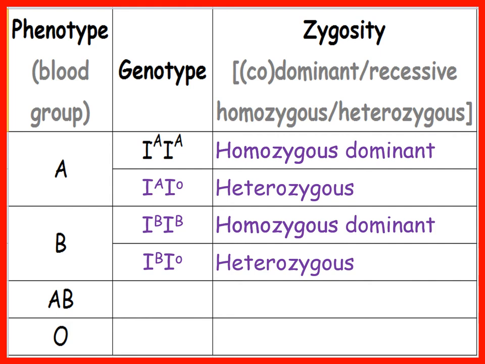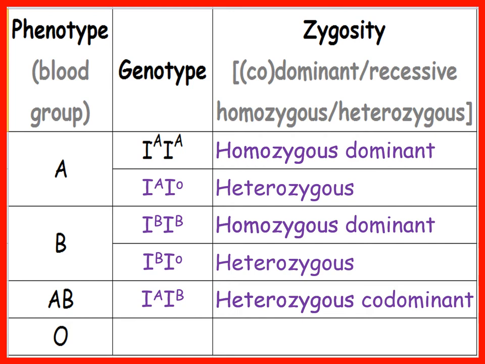For a phenotype of AB blood group, the genotype would be IAIB. Both of these alleles are expressed, so they are codominant. They're heterozygous and they're codominant. Heterozygous because the alleles are different, codominant because they're both expressed. Whereas to express blood type O in the phenotype, the genotype would have to be IOIO. Both of these alleles are the same, so they're homozygous, but the O allele is recessive, so it's homozygous recessive.